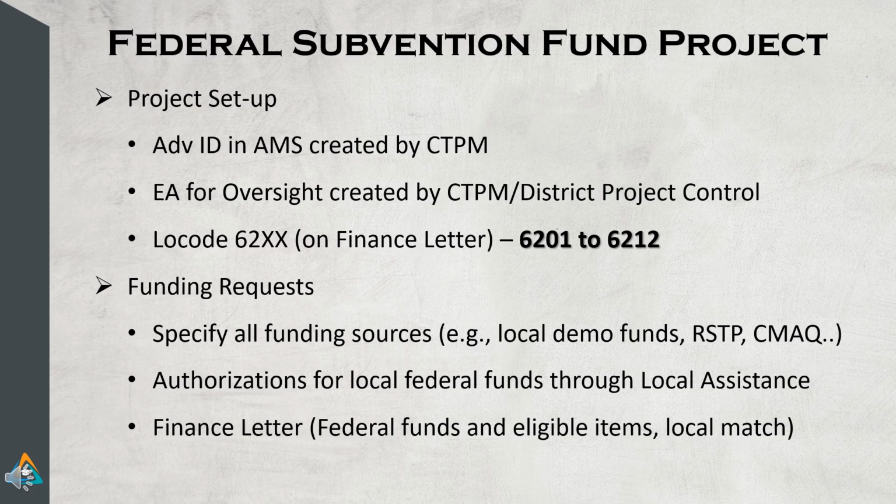The EA is created again by project management, but when it comes to funding requests, or in this instance an authorization request, which is typically done for federal funds, then you have to go through your district local assistance. Therefore, when you see a subvention project, make sure you talk to district local assistance so you know when to go to them. When you initially talk about an authorization with your district local assistance counterpart, they will ask you what are the funds you have on the project.